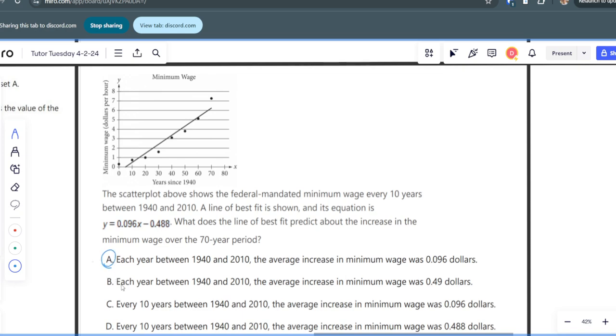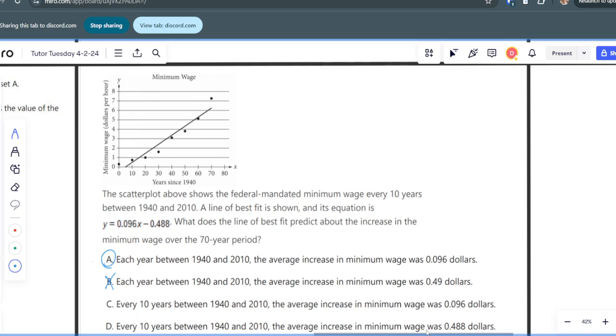So let's go with A for now. B says each year between 1940 and 2010, the average increase in minimum wage was $0.49. No, that's not the slope here. That's the intercept, and that was also the negative of the intercept, anyways.